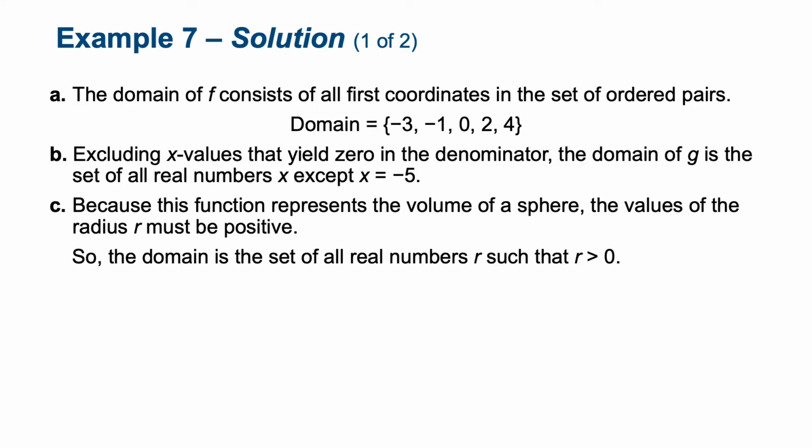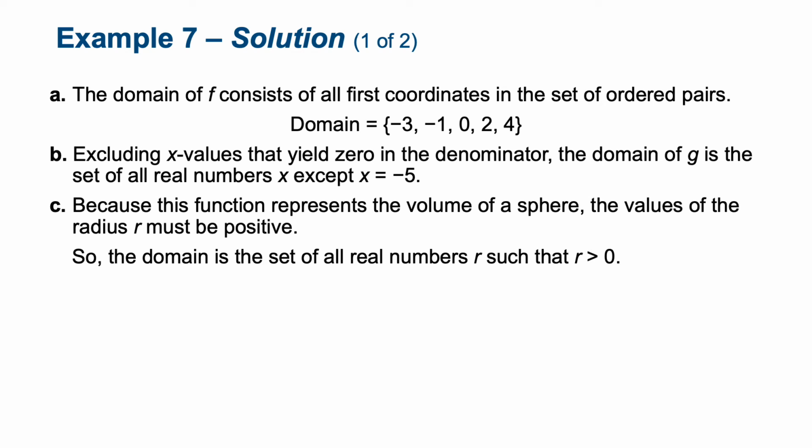All right, so for A, the domain of f consists of all the first coordinates in the set of ordered pairs. So you have -3, -1, 0, 2, and 4, okay? And then for B, which is 1 over x plus 5, remember we exclude values that yield 0 in the denominator. So the denominator cannot be 0. Basically the domain of g is the set of all real numbers x except for x equals -5. You can also say x does not equal -5, and there it is.